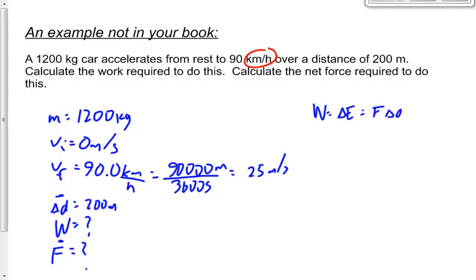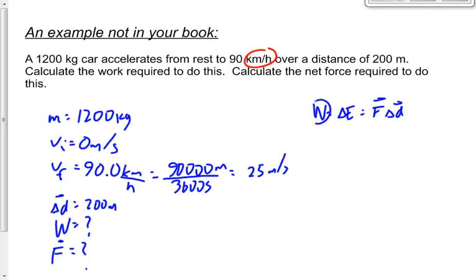We know that W is equal to delta E, and it's equal to F times D, and it's also a cos theta tacked on the end of it if the angle is something other than 0. But we can assume here, I think, that the force that's pushing the car is in the same direction as the car's movement. Therefore, theta is equal to 0. Therefore, cos theta is 1, and we can drop it. Let's find work first. Then we'll worry about finding F.